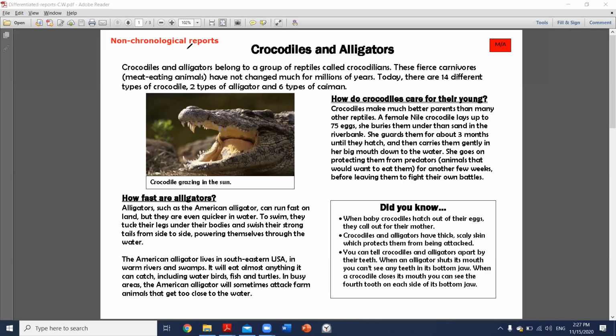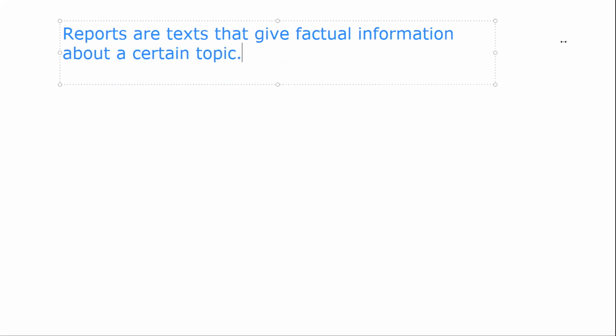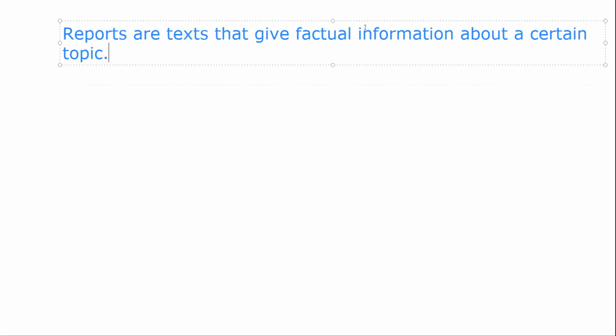First thing, let's discuss each word, report and non-chronological. What's the meaning of non-chronological, what is a report, and how do we make it non-chronological? Let's take each one separately. Let's first discuss what a report is. Reports are texts that give factual information about a certain topic or thing. Again, reports are texts that give factual information. Factual information means facts and truth.